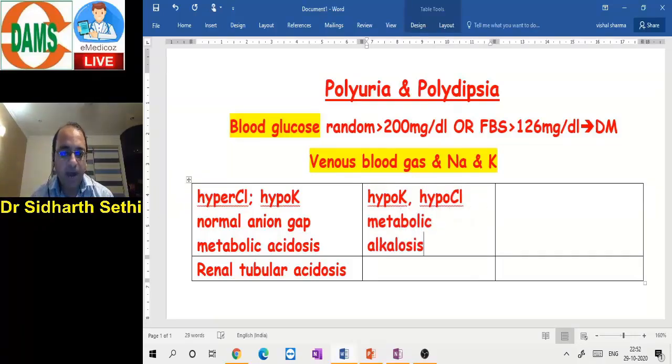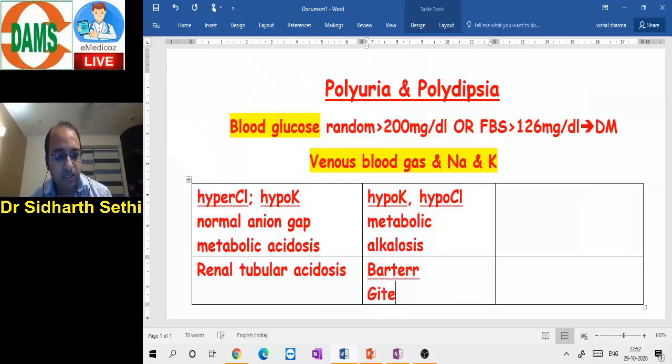Now remember, hypokalemic metabolic alkalosis with polyuria and polydipsia is seen in Bartter syndrome and Gitelman syndrome. Bartter and Gitelman. So how do we differentiate? Bartter's is severe, presents very early. Gitelman's presents late.